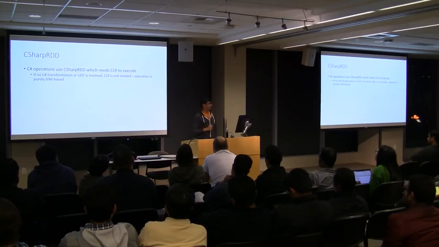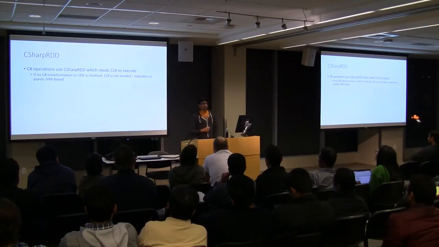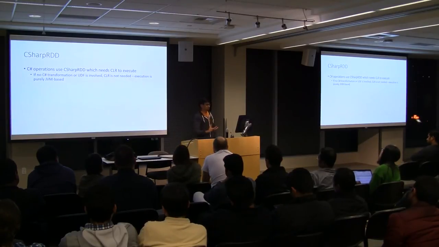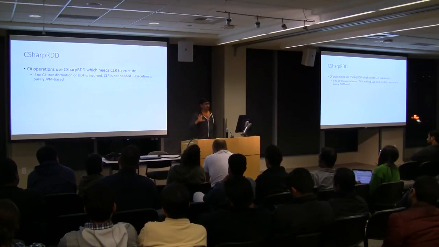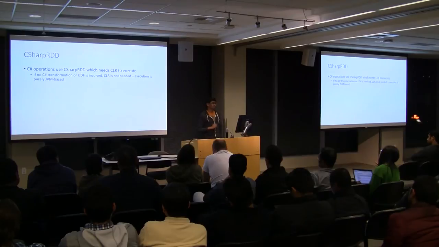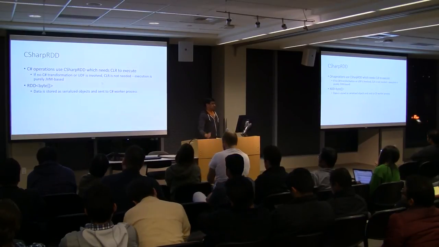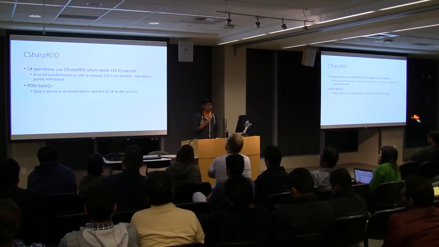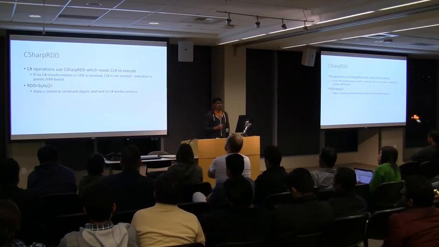But let's say you're reading from a file and then converting every line to uppercase, calling ToUpper on every single line. That is a C-sharp lambda that the user specifies in the driver program, and it needs CLR execution. So at that time, a C-sharp RDD is created behind the scenes. When a C-sharp RDD is created, at the worker side that means the CLR will be launched and the serialization happens. C-sharp RDD is essentially an RDD of byte arrays. It stores the serialized objects, and that's what gets passed around.